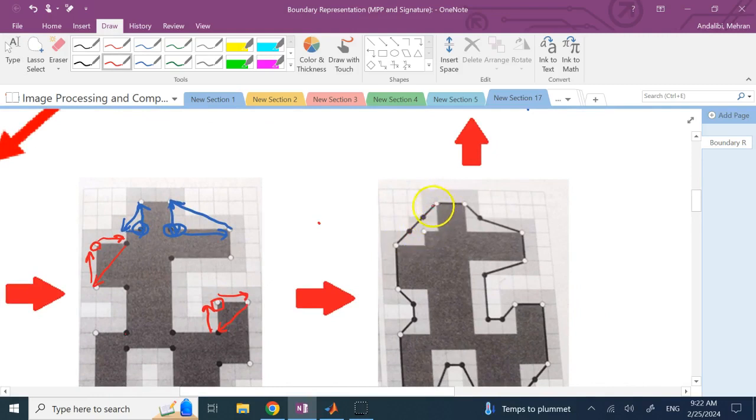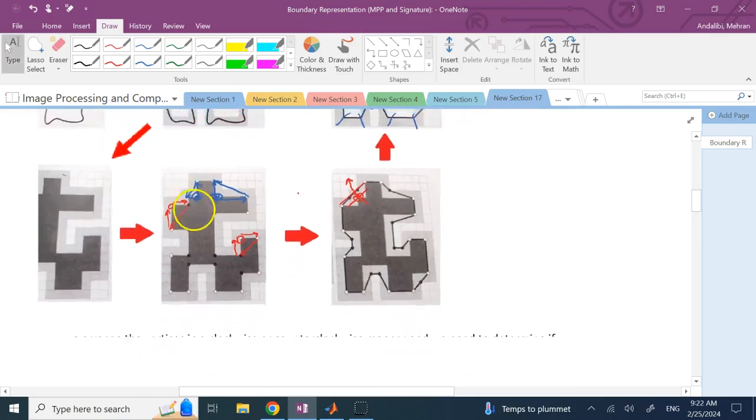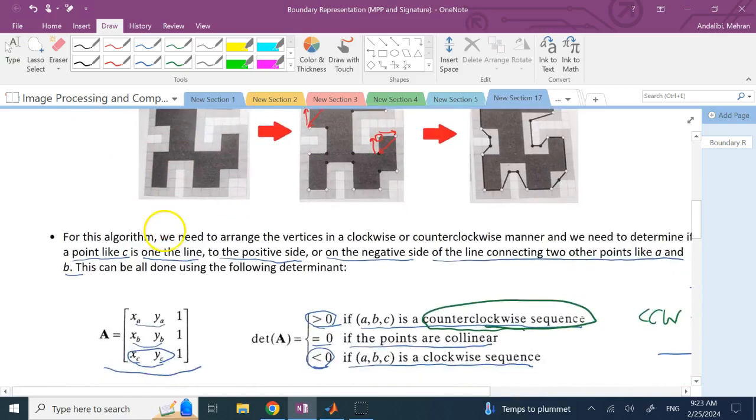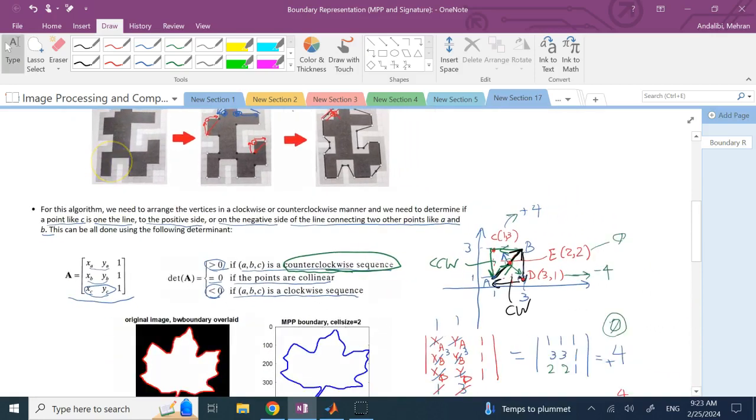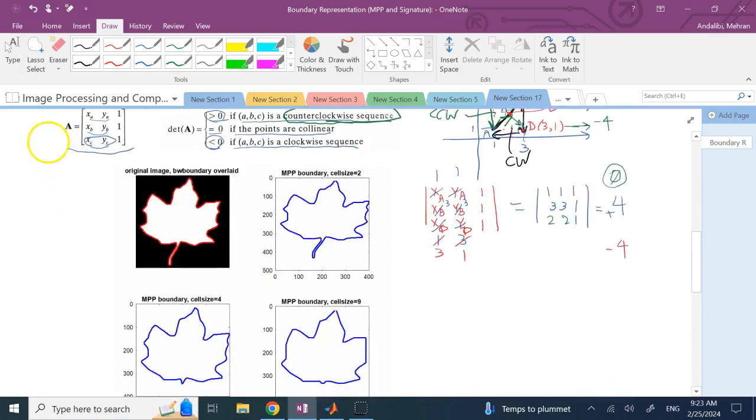Because when I connected these guys together, this guy stays on the interior side or on the negative side of this line, not on the outside or the positive side of this line. So after I connect them, if there is any point on the negative side of these lines, then I can simply ignore it. So you see how important this determinant is for this algorithm to work.